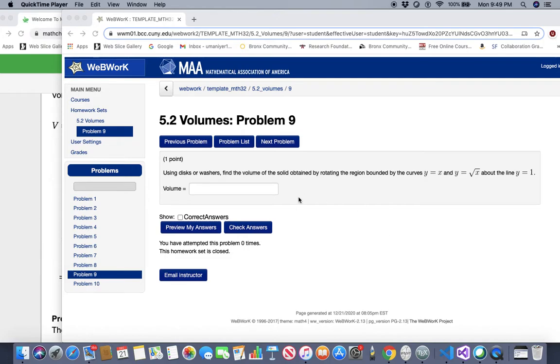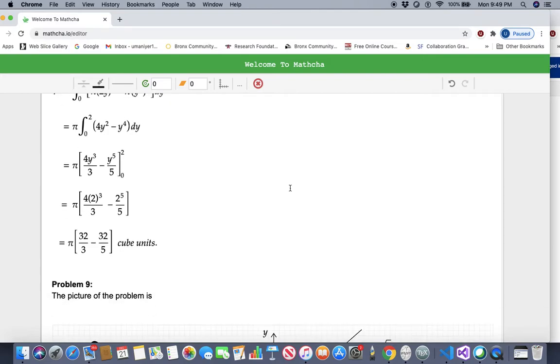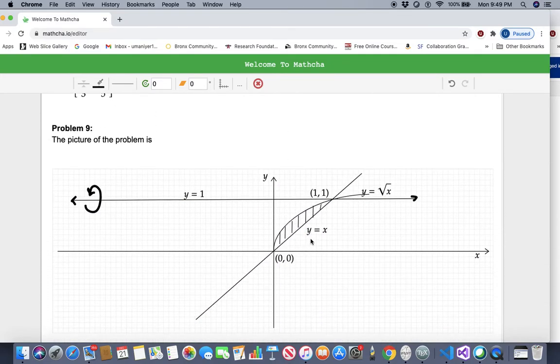Come back. So now we want to find the volume of the solid obtained by rotating the region bounded by the curves y equals x and y equals square root x about the line y equals 1. Okay, so y equals x is this line, y equals square root x is this curve. So you're looking at the region between the line and the curve, and you want to rotate it about the line y equals 1. That's the horizontal line.